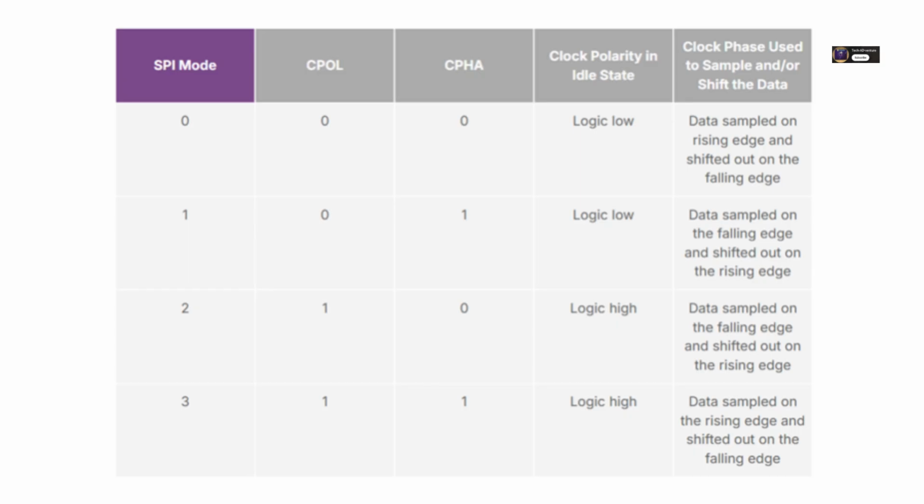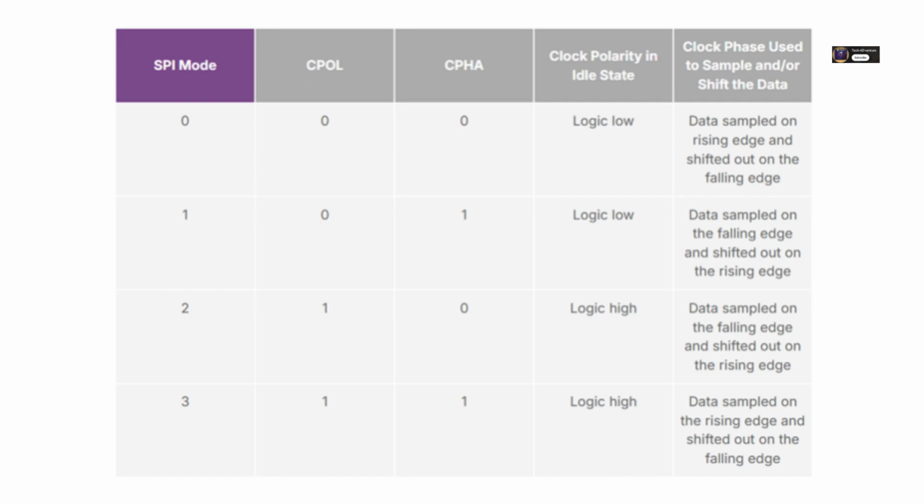What about CPHA? CPHA stands for clock phase. This one dictates when the data bits are actually sampled, read, relative to the clock edges. If CPHA is 0, data is sampled on the first clock edge of the cycle. If CPHA is 1, data is sampled on the second clock edge of the cycle.